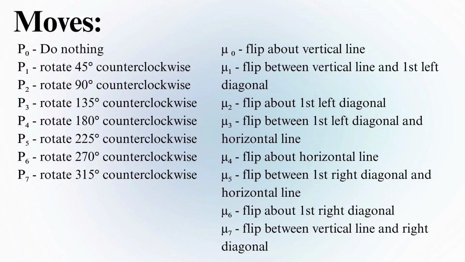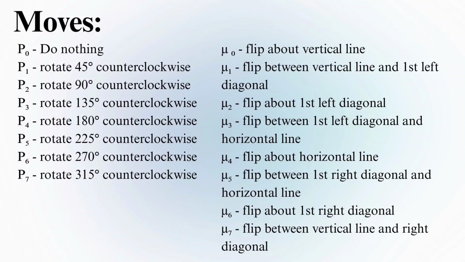For p sub 1, meaning rotate 45 degrees counterclockwise. For p sub 2, meaning rotate 90 degrees counterclockwise. P sub 3, rotate 135 degrees counterclockwise. P sub 4, rotate 180 degrees counterclockwise. P sub 5, rotate 225 degrees counterclockwise.